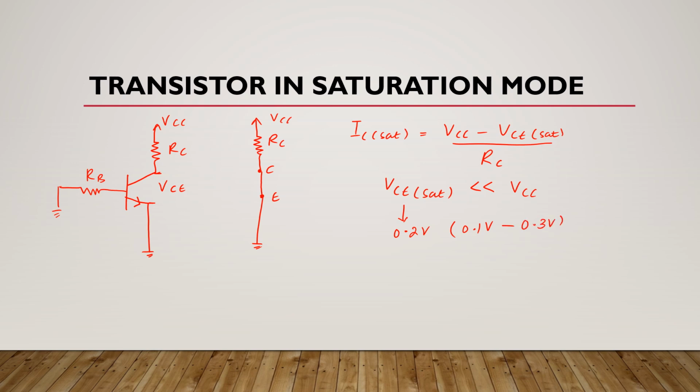Now, what about minimum value of base current that is needed to produce saturation? We know that IC is equal to beta IB. So, minimum value of base current is equal to saturated value of collector current divided by current gain beta. It means normally base current should be greater than this value to ensure that the transistor is saturated.